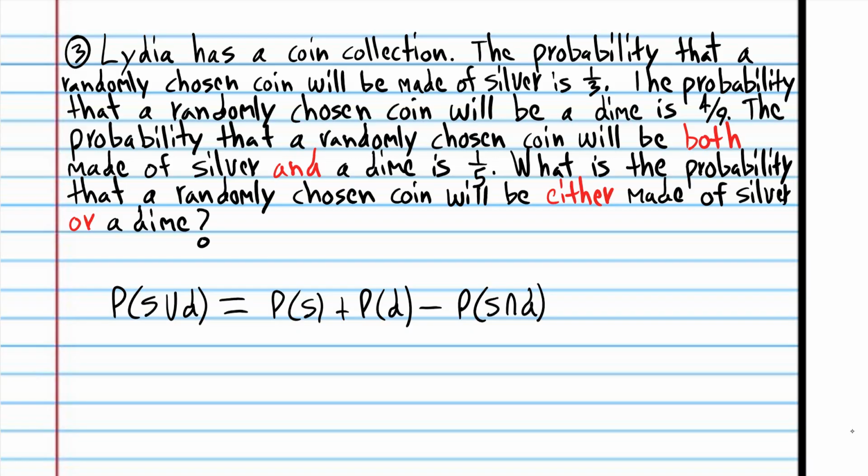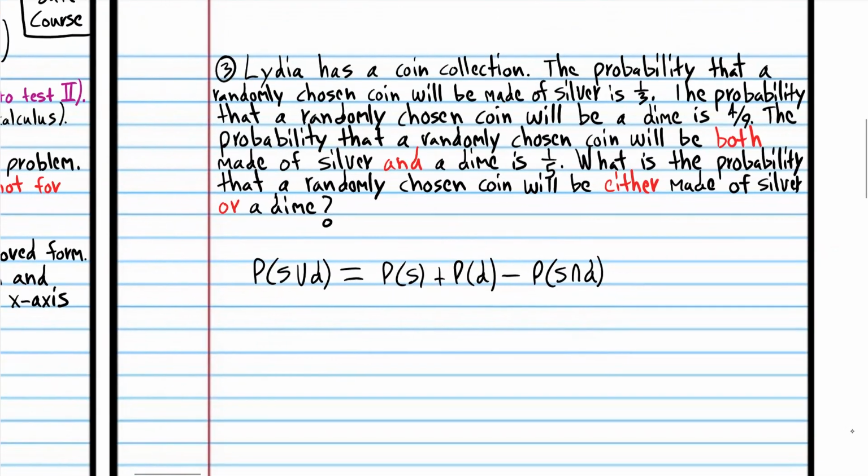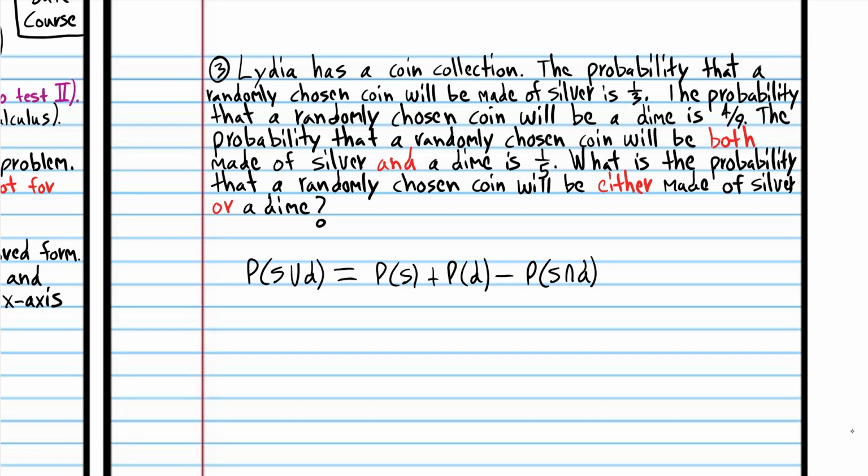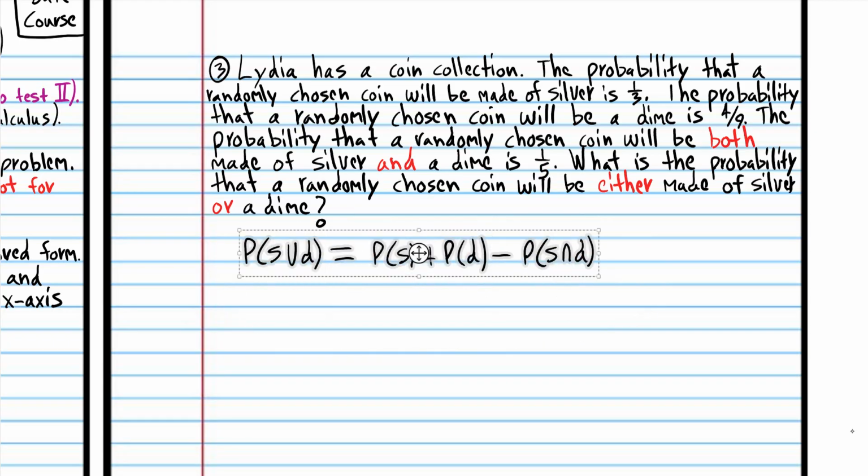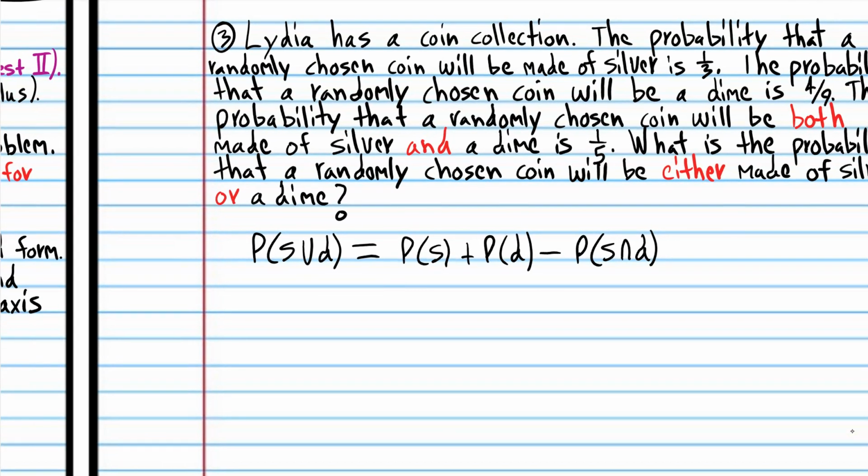Those are mutually exclusive events. You can't be a dime and a quarter at the same time. But you can be a silver coin and a dime at the same time. So getting a silver coin and a dime are not mutually exclusive events. Is that clear? You need to understand the difference. These are not mutually exclusive events, which means that we have to have this modification at the end here. If they are mutually exclusive events, we don't need this. So just be aware that sometimes you'll have problems where you just add the two probabilities and you'll be done.